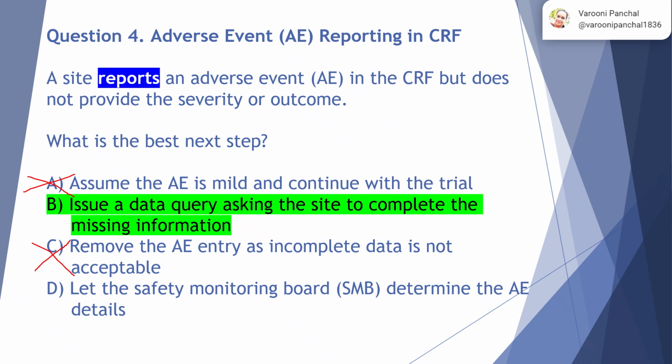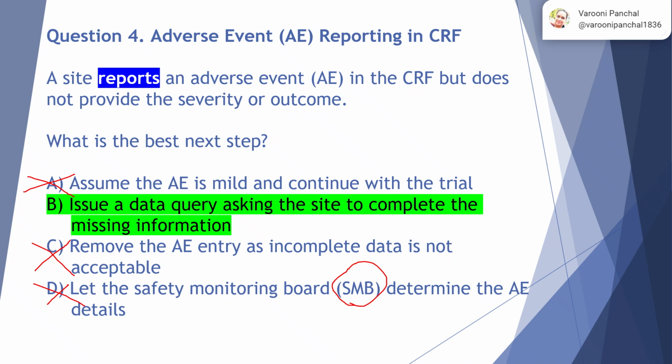Option D says let the safety monitoring board team determine the AE details. Now, this is an irrelevant option because this has nothing to do with the SMB, that is the safety monitoring board. The safety monitoring board is the committee that ensures the safety parameter analysis is done as per the requirement, and they give approval saying your adverse events safety analysis is okay, so that they come to know where we need to take this clinical trial, right? But this particular option D is irrelevant to this question.